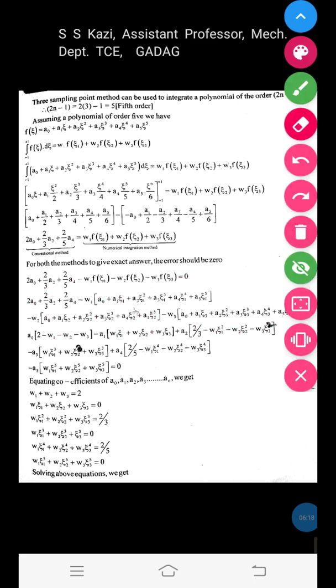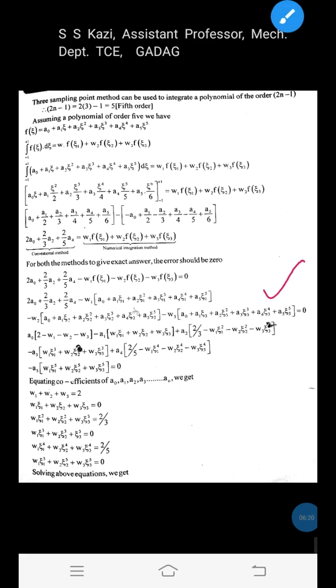We will get, now this is what error is equal to 0 we got. So that error should be equal to 0, we will find now the sampling weights w1, w2, w3 and zeta 1, zeta 2, zeta 3. The same procedure we will follow as we have followed in 1 point and 2 point method. Now here just you write the coefficients of all these a0, a1, a2, a3, a4, a5.